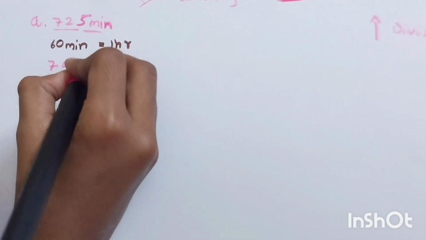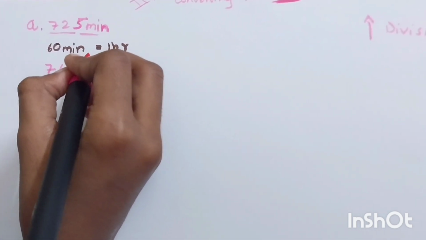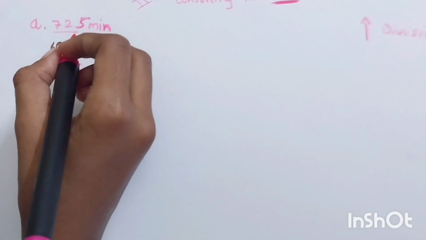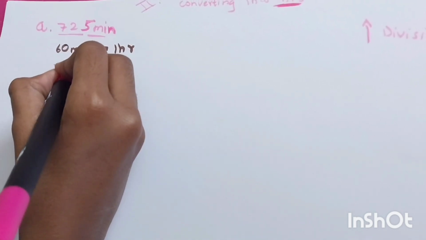7:45 is equal to 7:25. Oh, but what is the problem? 7:25 or 7:45? 7:45. Then write the problem properly. Okay, sorry.